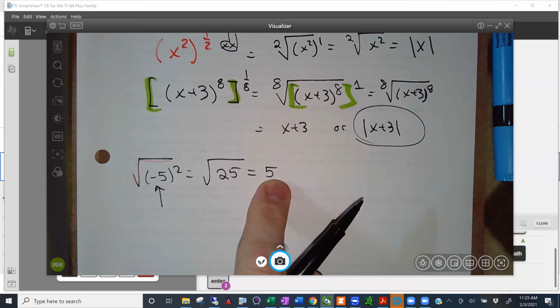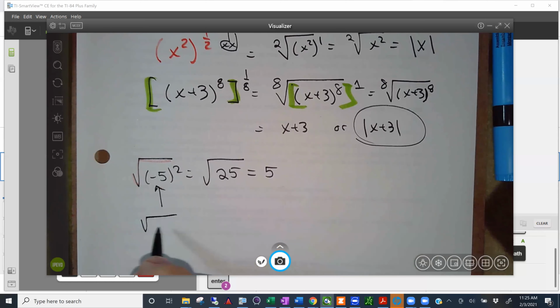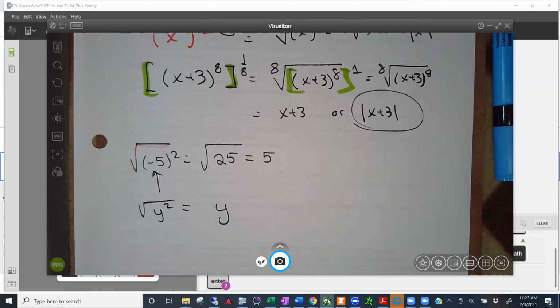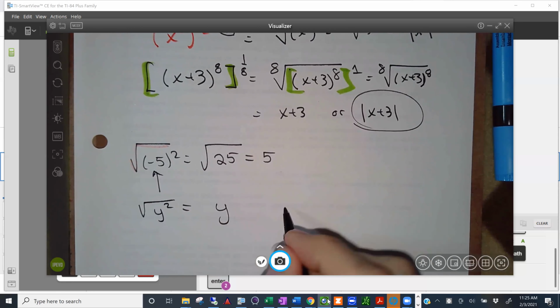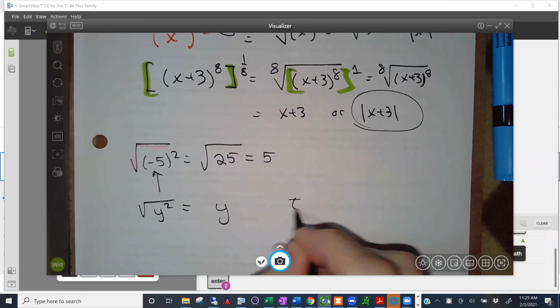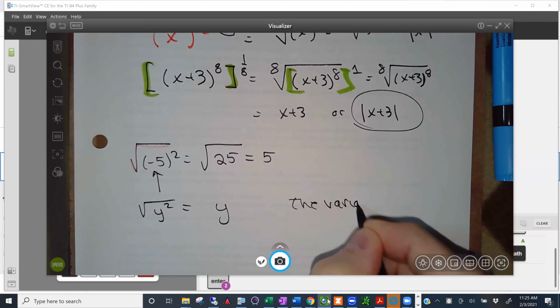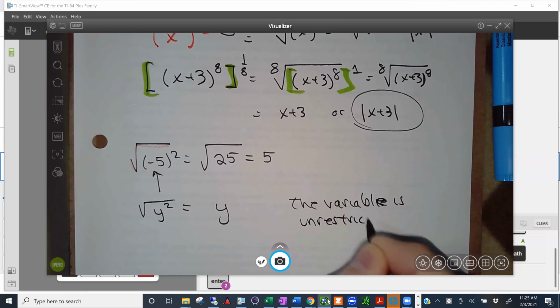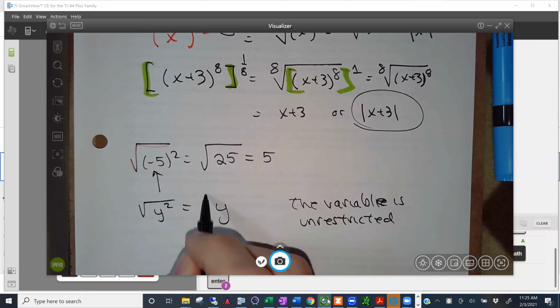So if I start out with something that I don't know, like y squared, and I take its square root, I've got a guarantee that this is positive. But if I just write a y, I don't know if that's positive or negative, right? You'll see it in the problems, it'll say the variable is unrestricted. And what they mean by that is that it can be positive or negative. And if it can be negative, to make it positive, I'd have to take its absolute value. So that's why we need the absolute value. Does that help out?